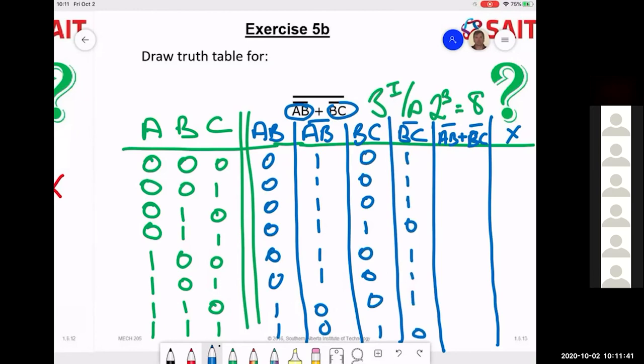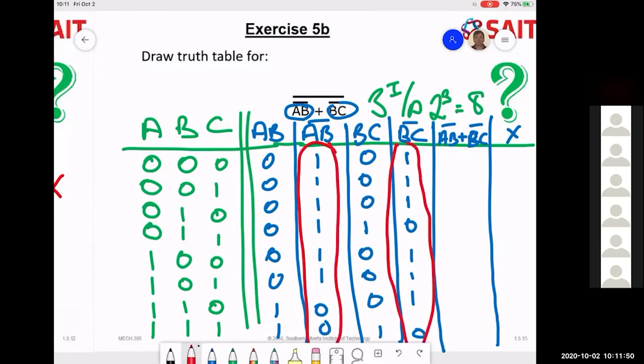Now I want to OR together these 2 columns. Let's OR them together. Wherever there's a 1 in either of these columns, we're going to have a 1, otherwise 0. And the last thing we needed to do is this NOT. So we'll invert that. And my truth table is correct, complete.